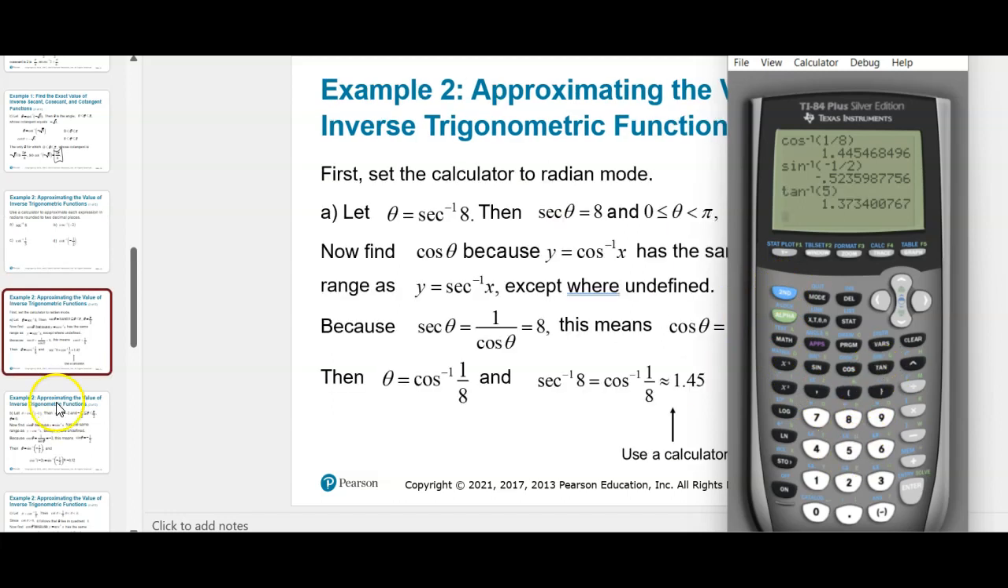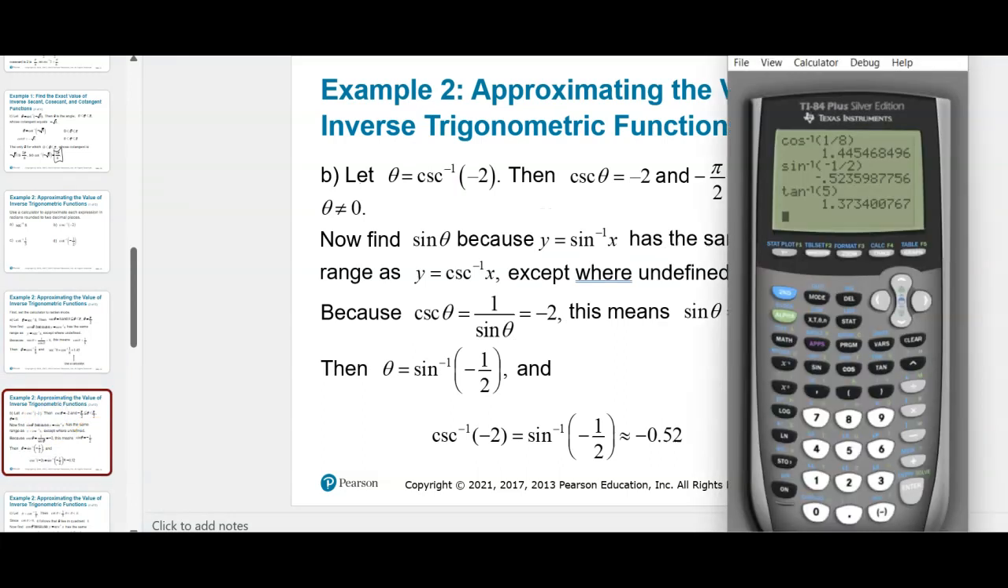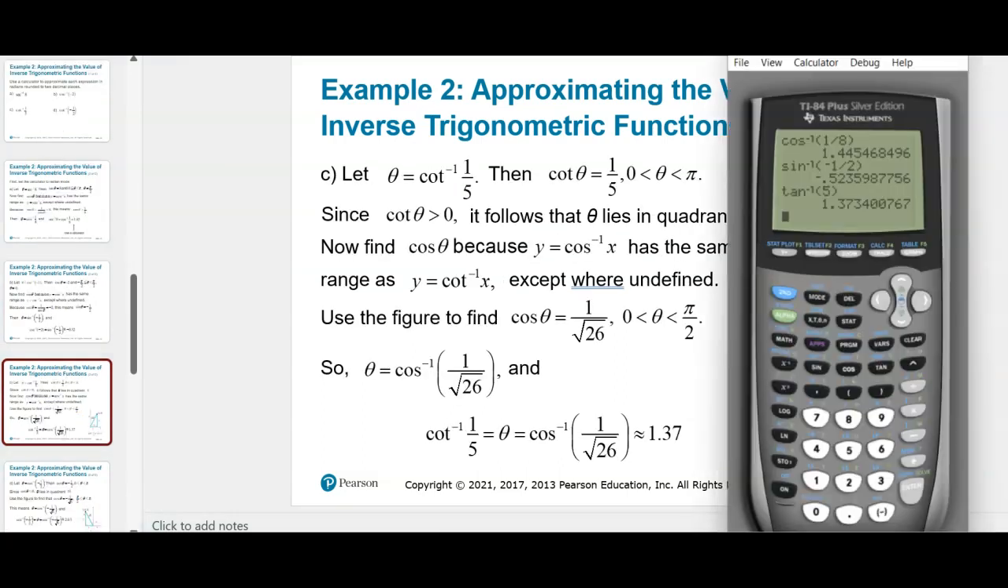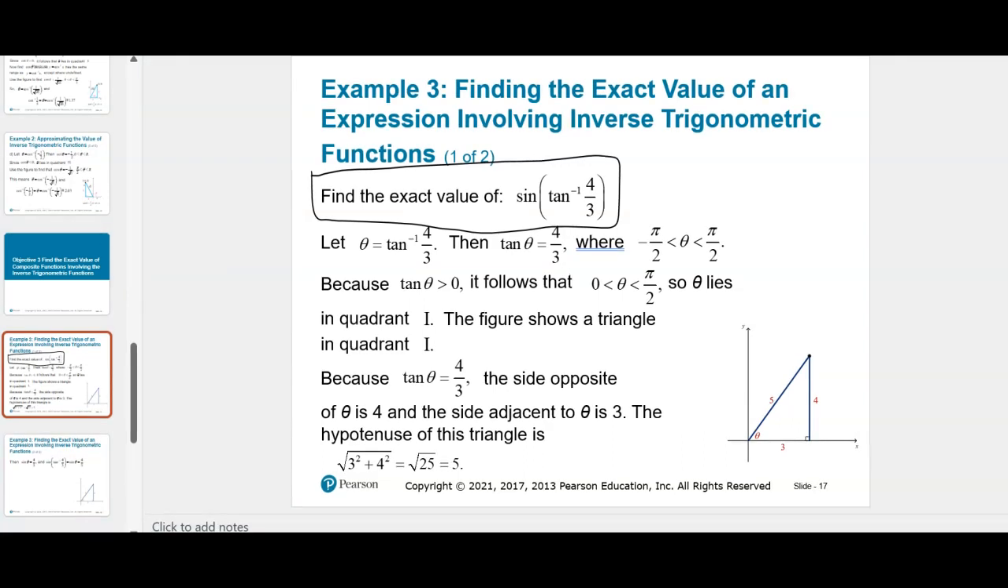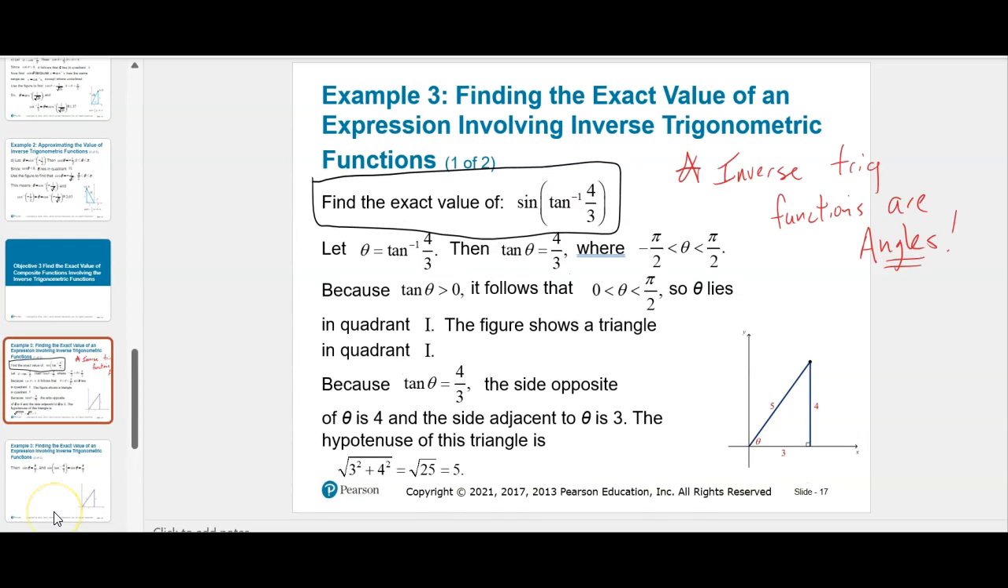So you can see they're showing use a calculator. There's what they got for the inverse sine. There's their 1.37. All right, now these types of problems are a little bit trickier than the rest because you're expected to be able to come up and do right triangle trigonometry. So this is where it's very important that you understand what an inverse trig function is. Inverse trig functions are angles. If you can get that down, these types of problems are not bad. If you can't get that down, these problems become really tough.